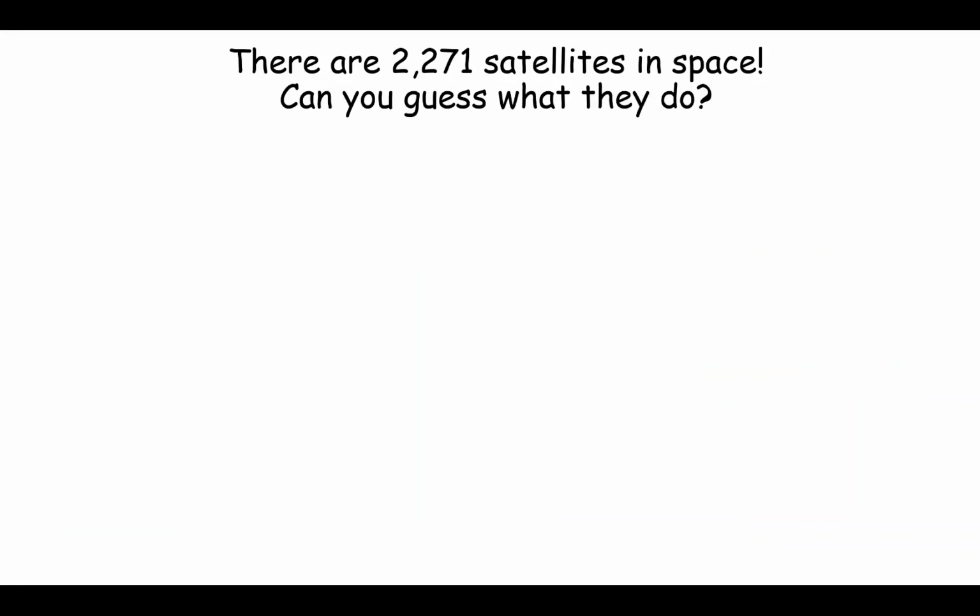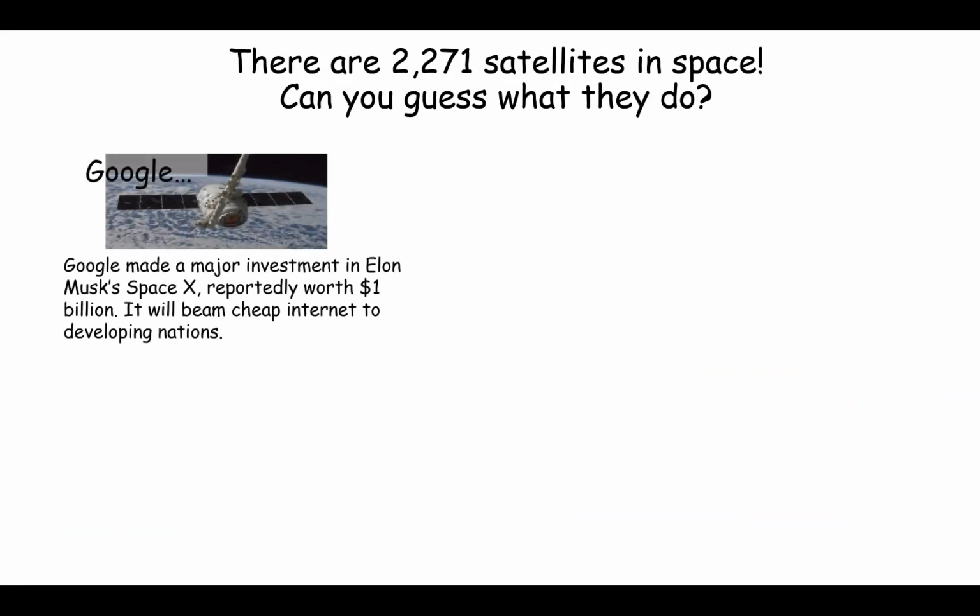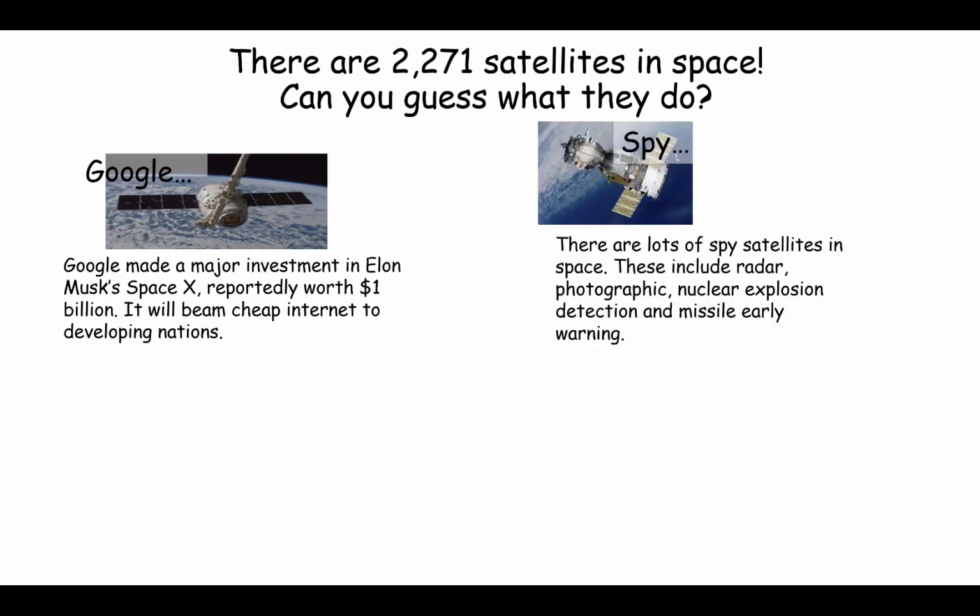So at the time of making this PowerPoint, there were 2,271 satellites in space. There's more now, but can you guess what they do? So we've got communications. Google made a major investment in Elon Musk's SpaceX, up to about $1 billion US. It beams cheap internet to developing nations. You've probably heard quite a lot about SpaceX and their satellite system. They're continually doing launches, and the system is called Starlink. Apparently, it's pretty fast. You get 100 megabits per second.